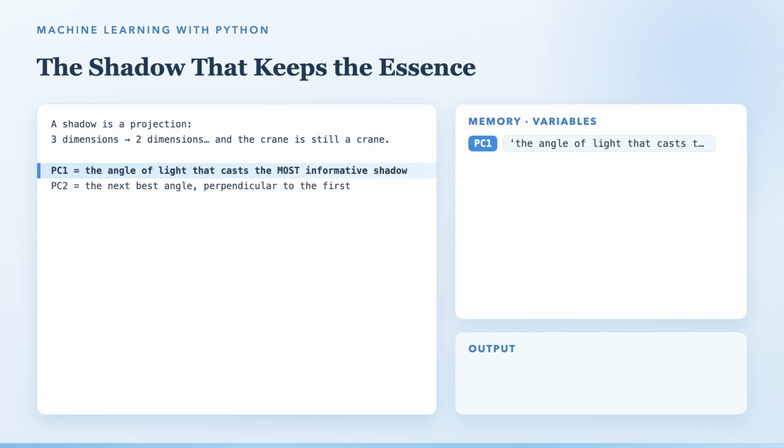Read the screen with me, softly. A shadow is a projection, 3 dimensions pressed down into 2, and yet the crane is still a crane. That single line is the heart of PCA. Below it, 2 definitions. PC1 is the angle of light that casts the most informative shadow, the direction where the data spreads out the most, where the story stays clearest. And PC2 is the next best angle, turned exactly 90 degrees from the first, perpendicular, so it catches whatever the first shadow missed. 2 angles, 2 shadows, chosen not by us, but found by the data itself.